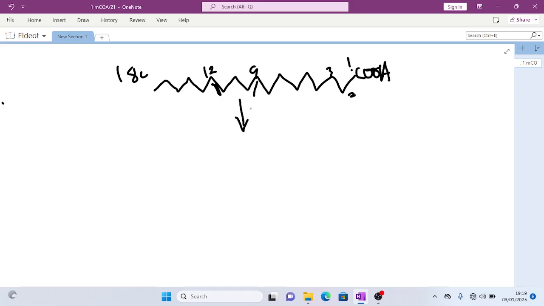There will be desaturation of linoleic acid at the carbon 6 position, at the 6th position from the carboxylic group. So if we count from the carboxylic group, at the 6th position, if this is 3, 4, 5, 6, there's going to be desaturation. That means this hydrogen here and this hydrogen here, this hydrogen here and this hydrogen here will be lost in the presence of the enzyme desaturase. So the enzyme catalyzing this reaction is a desaturase enzyme.